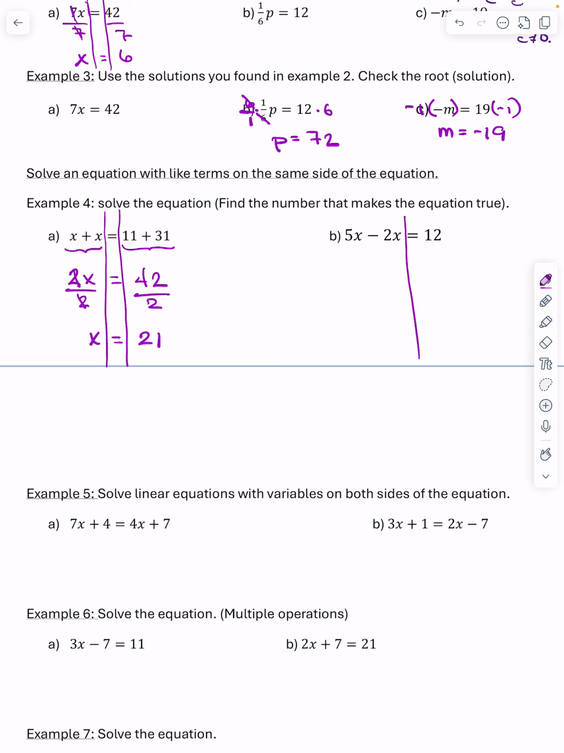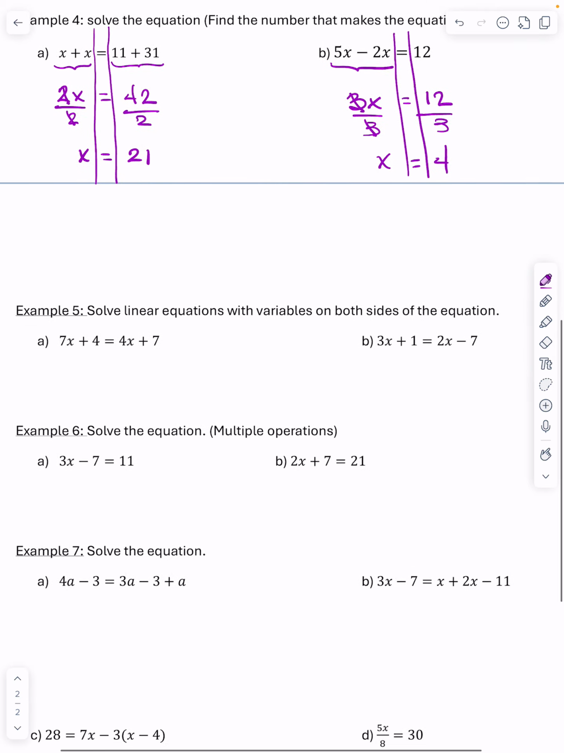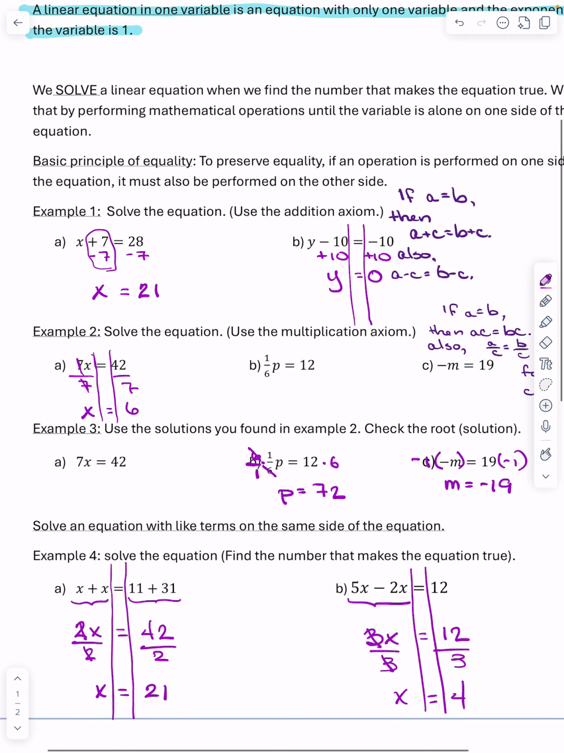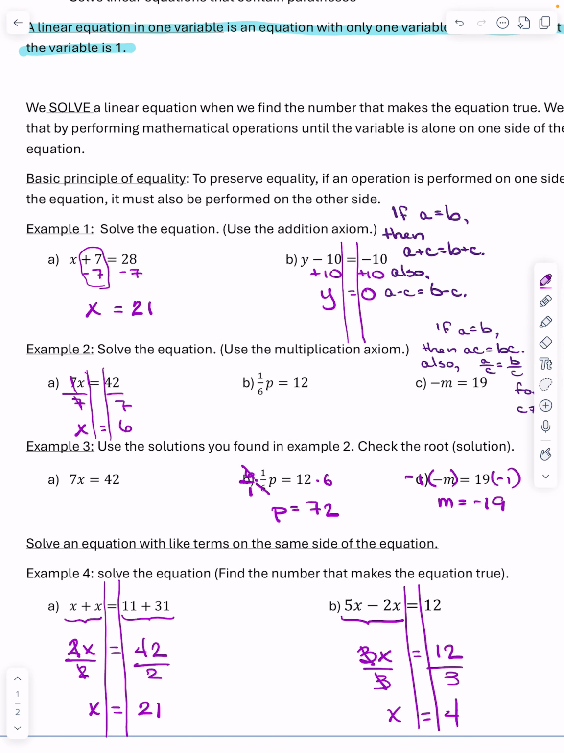Same thing on b. We still have the variable on the same side. 5x minus 2x is 3x. All I have on the right-hand side is 12. I don't have to do anything else. Divide by the 3 because I don't want 3 x's, I just want 1. And we get x equals 4. And we are going to go ahead and stop this recording here and do page 2 separately.